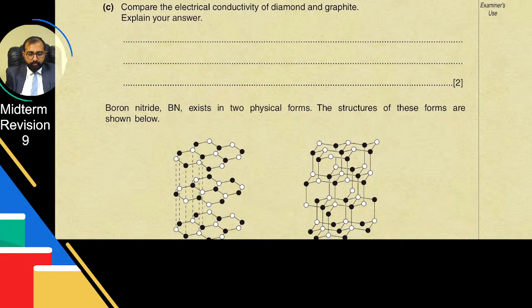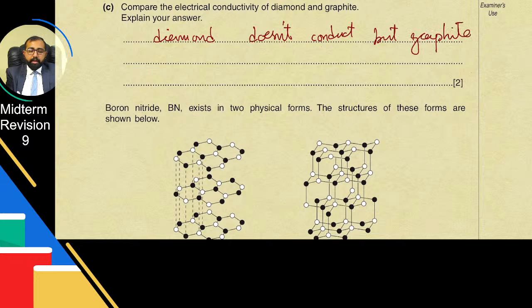Okay, compare the electrical conductivity. So diamond doesn't conduct, but graphite does. You have to talk about both of them. Sometimes students एक की बात करते हैं और दूसरे को वो नहीं लिखते. Make sure you are not one of those students. Okay, and the reason is that graphite, or as I said, each atom of graphite has 1 free electron, but no free electrons in the case of diamond. So just mention that in your own words.